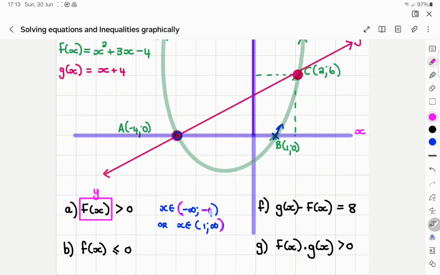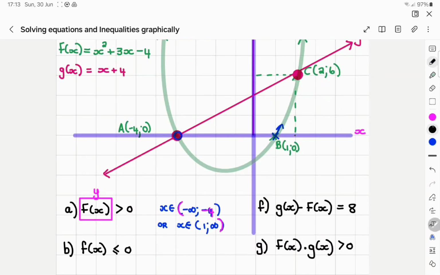But this negative 4, because I didn't have a stripey underneath, it told me it's bigger than 0. So not including 0, but just bigger than 0. And that's why it's anything up to negative 4, but not including negative 4. So that is why we're going to have a round bracket over here, or some of my kids say a soft bracket, the hard brackets and the soft brackets. Okay, so we're going to have a round bracket over there.